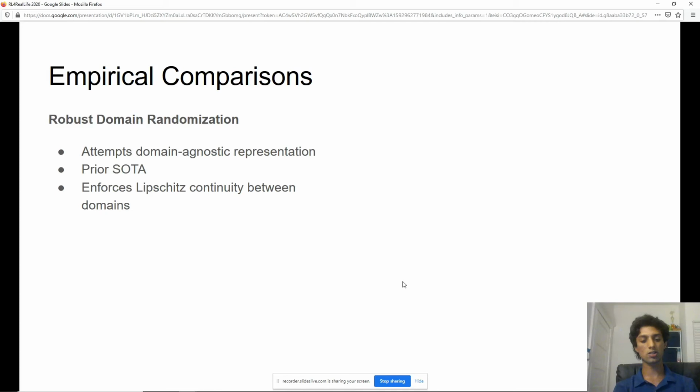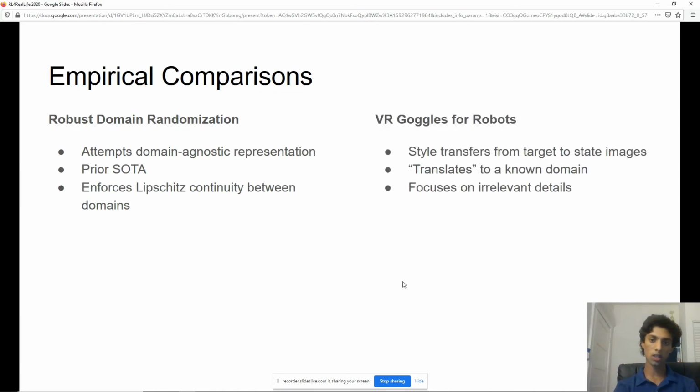Now, this is not quite a direct minimization of difference between domains, and as we'll see, actually suffers from some problems. The other comparison is titled VR Goggles for Robots, and this takes a different approach. Rather than trying to align distributions of domains by training our RL agent, it will train an RL agent on the source domain and also train a translation network using a style transfer GAN, CycleGAN to be specific, to translate from target images to source domain state images. In other words, it translates to a known domain.